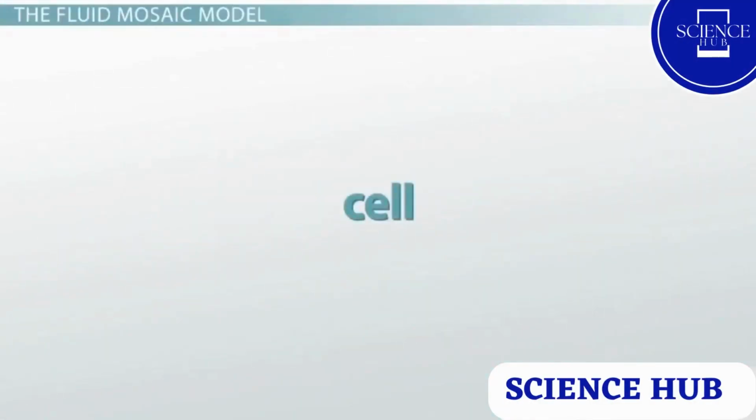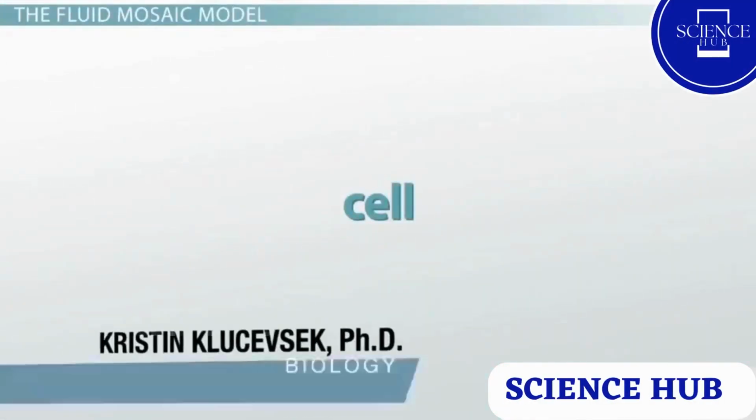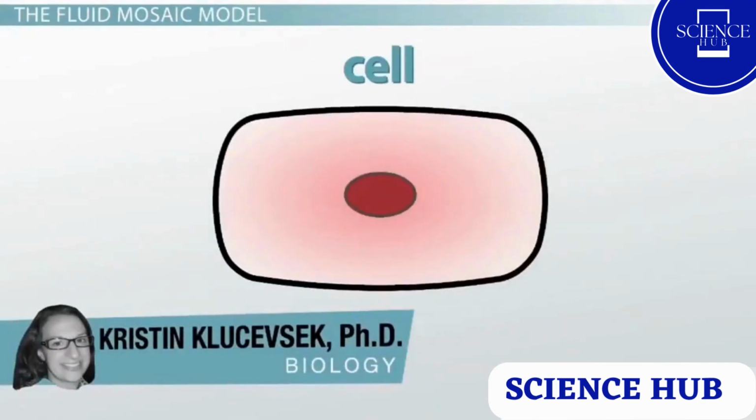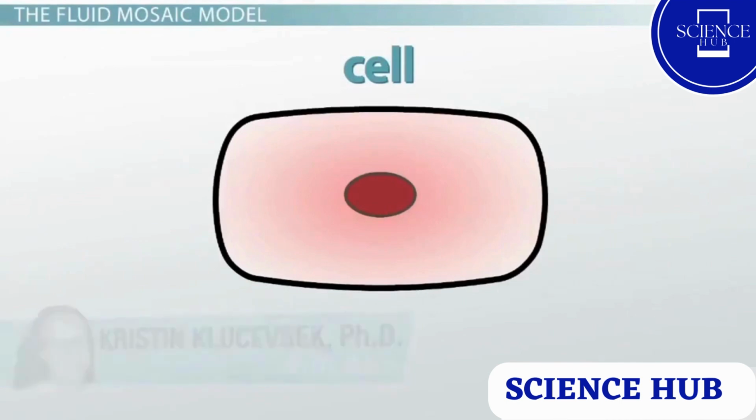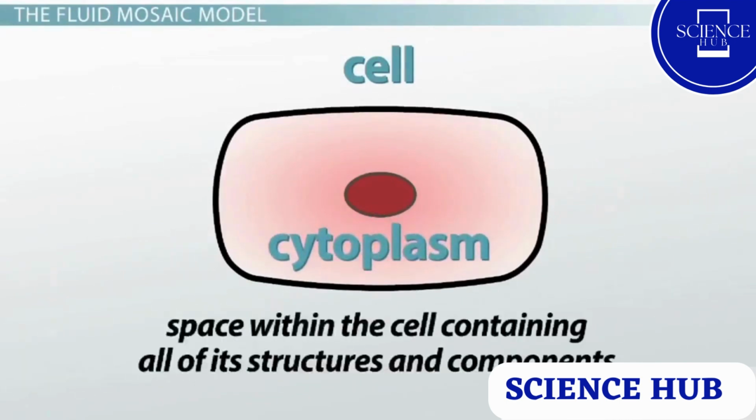A cell is the basic fundamental unit of all life on Earth. It contains numerous important structures and components that function together, with all the parts interacting with each other. The cytoplasm is the intracellular space within the cell, containing all these structures and components.